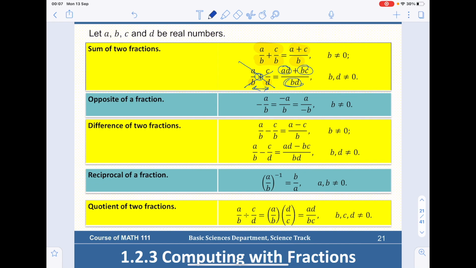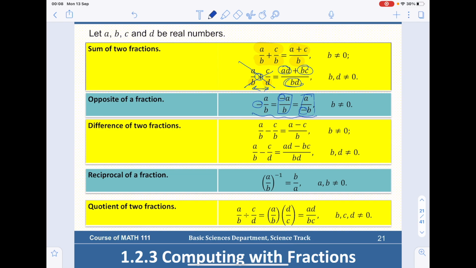Opposite of a fraction: a over b, negative of it, equals negative a over b and equals a over negative b. So the negative, I can put it out of the fraction, or in the numerator, or in the denominator. This is totally the same.